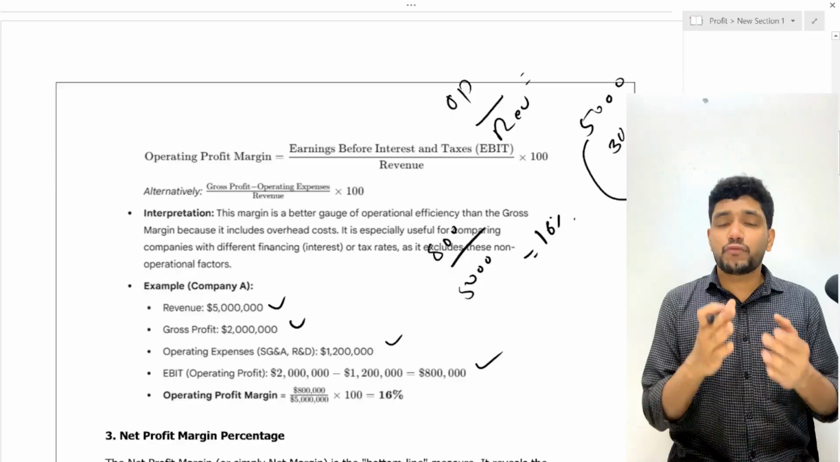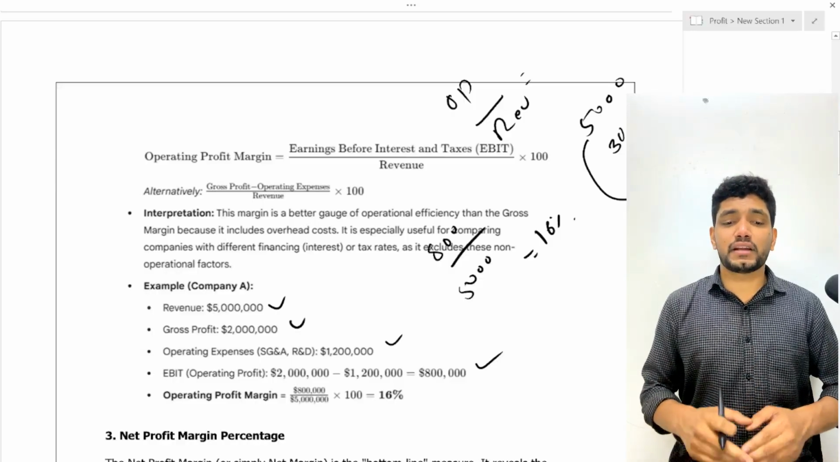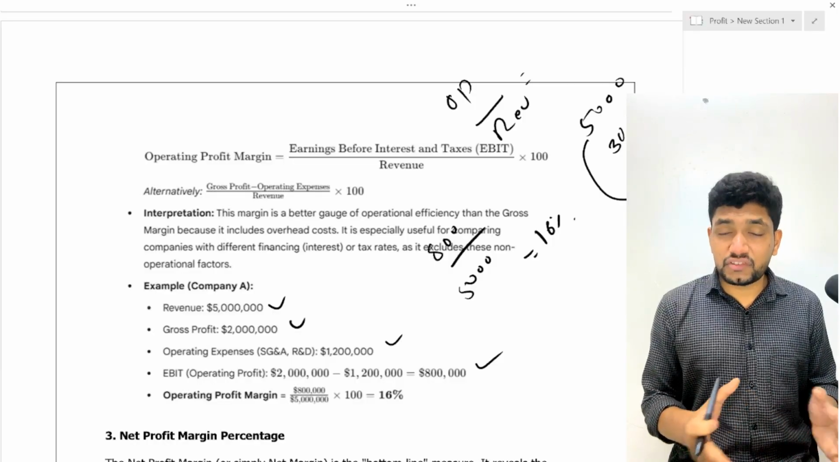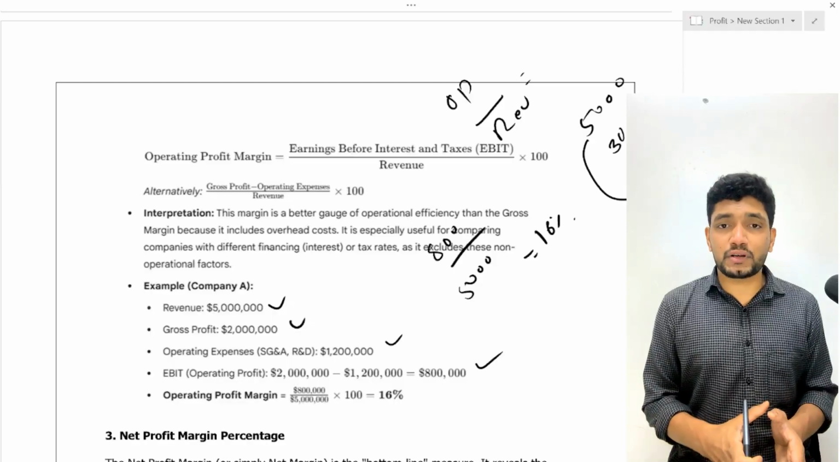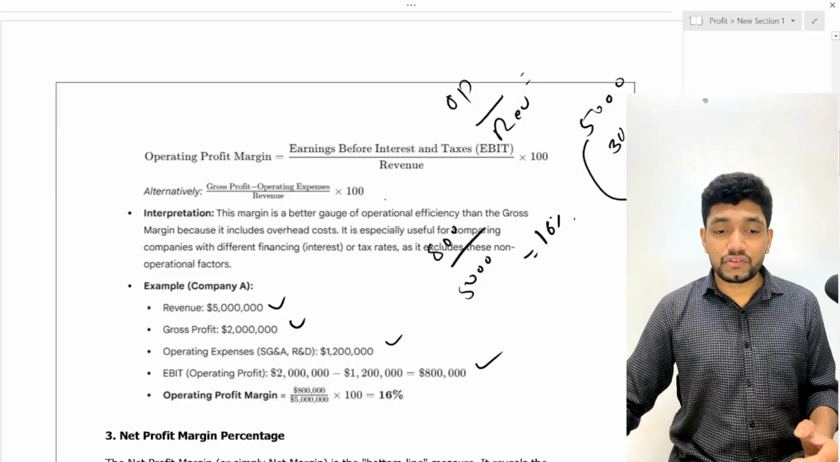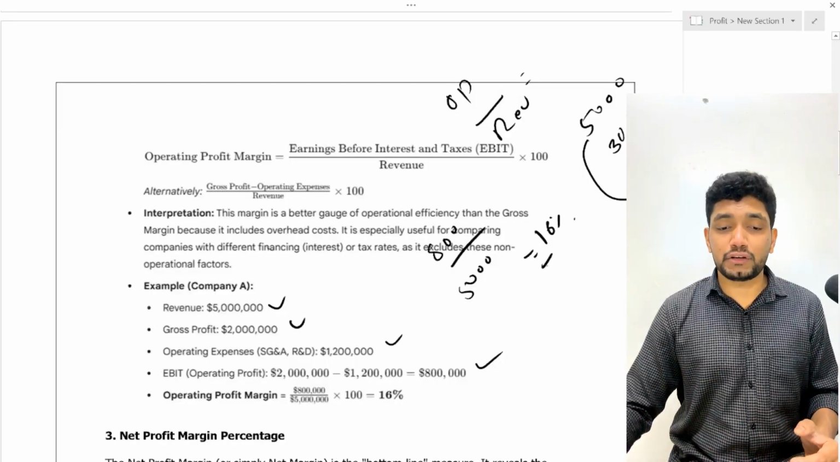which indicates that for every $1 of sales, this company is maintaining 16 cents as operating profit, or for every $100 of sales, this company is retaining $16 as operating profit in the business.